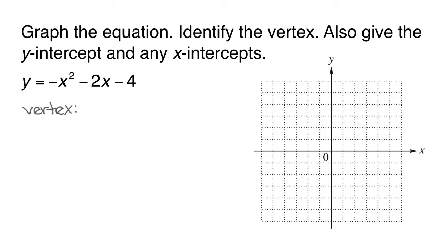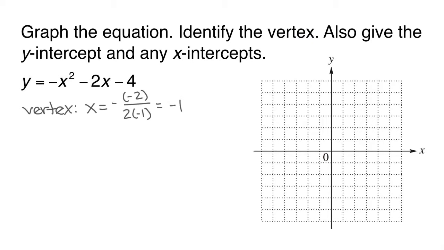The x-coordinate of the vertex will equal negative b over 2a, where b is the coefficient of the linear term and a is the coefficient of the squared term. So we have x is equal to negative of negative 2 divided by 2 times negative 1. This is equal to negative 1.